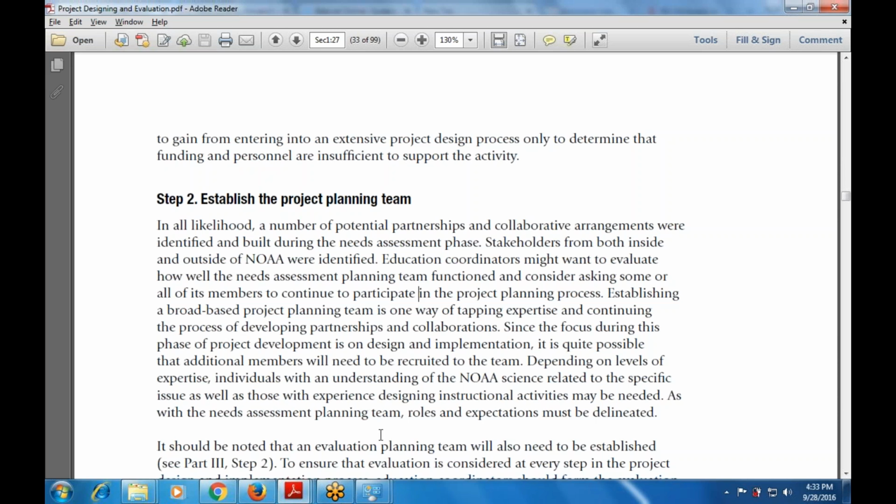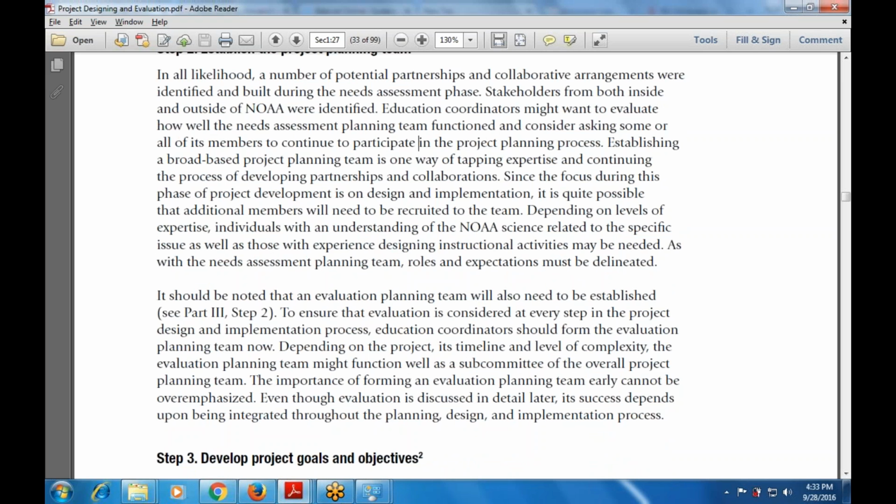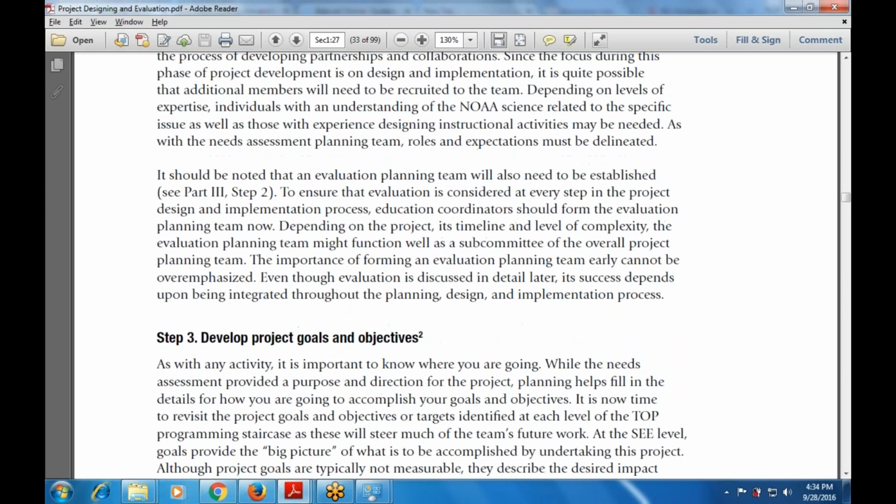Also notice that whenever we are evaluating, the project planning team must be established to ensure that evaluation is considered. It is one of the main steps, so we have to do the evaluation in each step of the project design and implementation process. The education coordinator should form the evaluation planning team now. Depending on the project timeline and complexity, the evaluation planning team might function as a subcommittee of the overall design planning team. The importance of forming an evaluation team early cannot be overstated, even though the evaluation is integrated into the designing, planning, and implementation process.